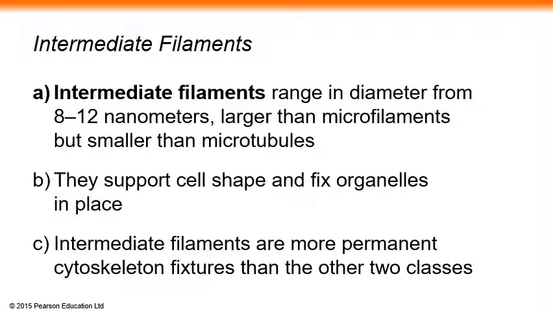Intermediate filaments range from 8 to 12 nanometers. That's larger than microfilaments, but smaller than microtubules, so intermediate. They support cell shape and fix organelles in place, so organelles are tied to the cytoskeleton with intermediate filaments. Intermediate filaments are more permanent cytoskeleton fixtures than the other two classes.